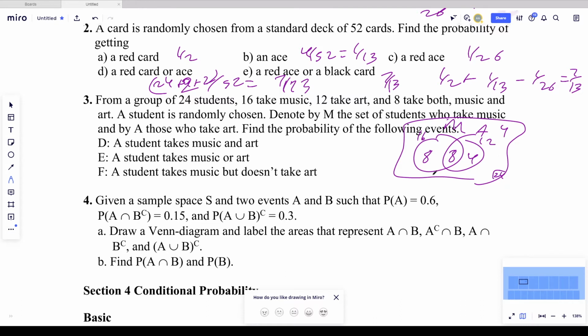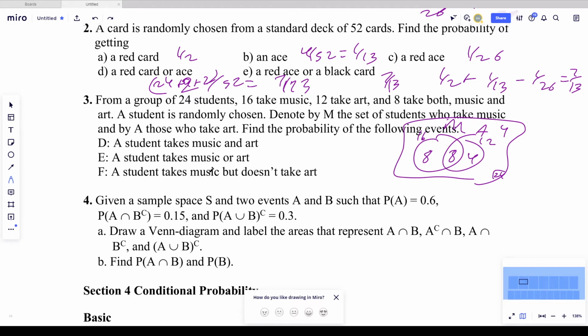so there are 4 outside. Double check, 20, 24, yeah, 4 outside. So 4 outside, 8 here, 8 there, and 4 here. A student takes music and art, no, sorry, yeah, only 8. 8 over 24. Takes music or art, this is the one where you add 8 plus 8 plus 4, or if you do it the normal way, it's 16 plus 12 minus the intersection, which is 8.